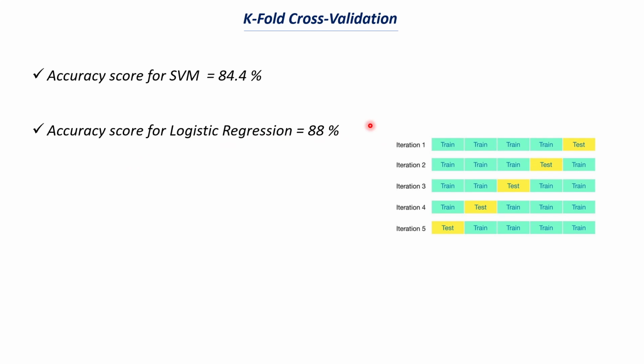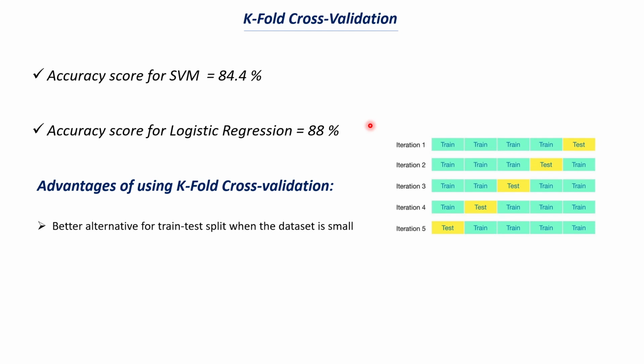Now let's try to understand what are the advantages, or the pros, of using k-fold cross validation. The first one is that it's a better alternative to train test split when the data set is small. This is very, very important.